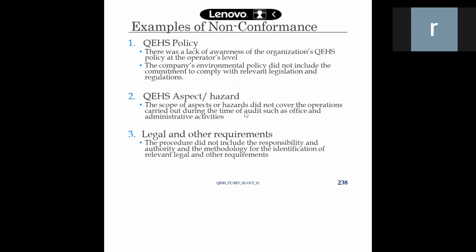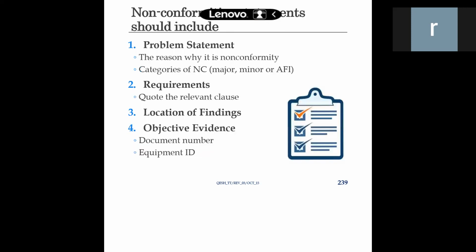Right? So say some process is carried out, like operating a scaffold, but your company doesn't have a risk assessment. So this becomes an NC. But if you have one but it does not capture fully, that is okay, acceptable, maybe give an observation. That's what to do. Legal and other requirements: the procedure did not include responsibility and authority, or a methodology for identification of relevant legal and other requirements. So these are also non-conformances.